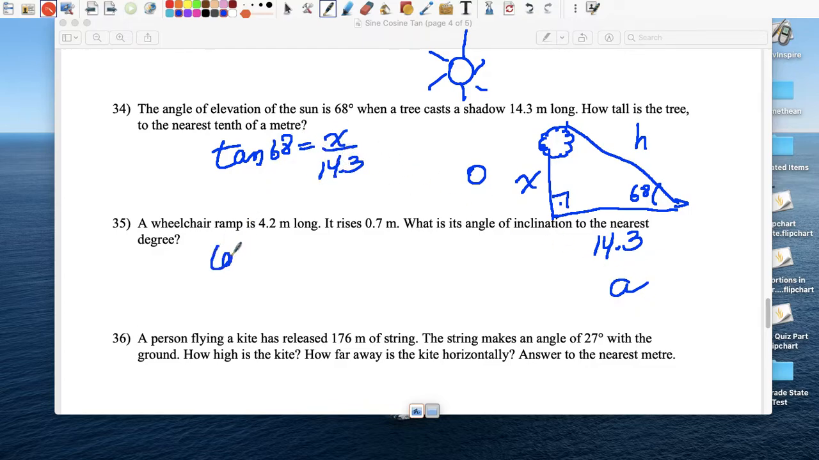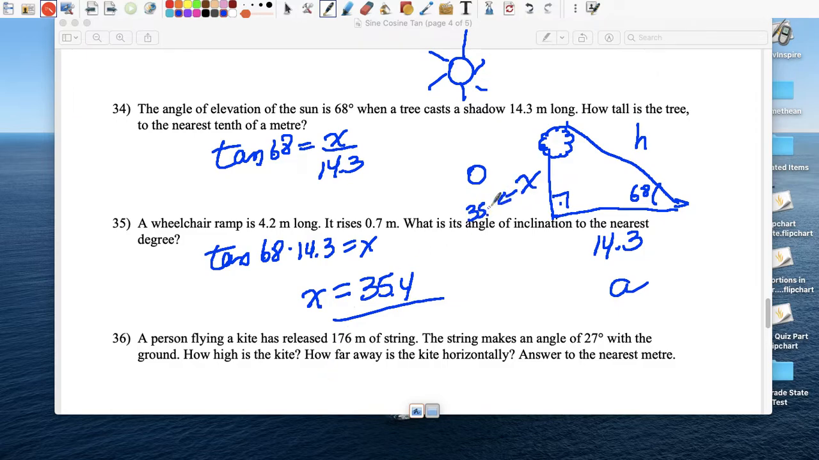Cross multiply, we get tan of 68 times 14.3 equals x. So second function, clear. Second function, tan is 3, 68, enter. Then we're going to multiply that by 14.3. And the height of the tree, to the nearest tenth of a meter, is 35.4 meters. So this is the height of the tree, 35.4.